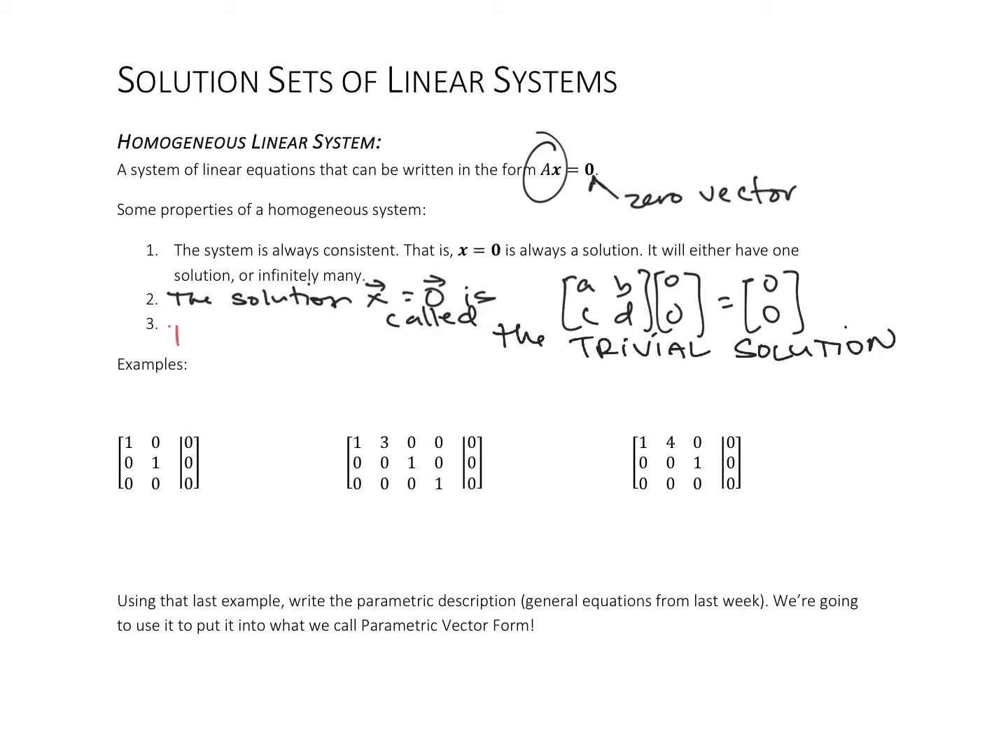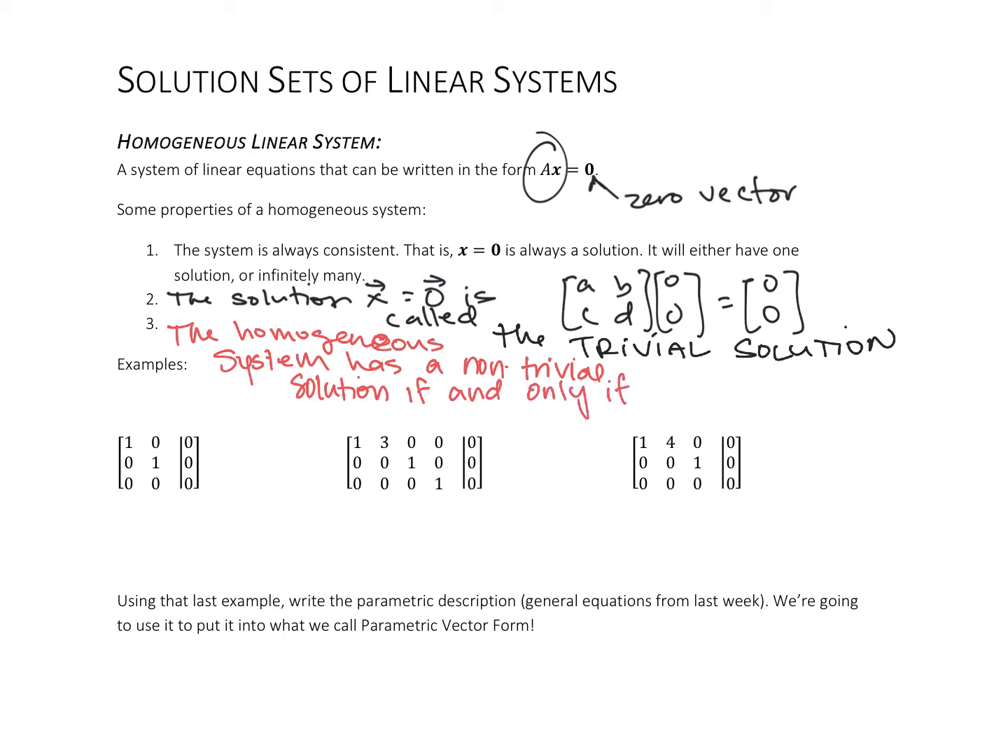So we say that the homogeneous system has a non-trivial solution if and only if. The nice thing about an if and only if statement is that we can use it going forwards and backwards. So if we show the first statement, it implies the second, or if we prove the second statement, it implies the first. So the homogeneous system has a non-trivial solution if and only if the equation has at least one free variable. And we can determine this by the number of pivot points.